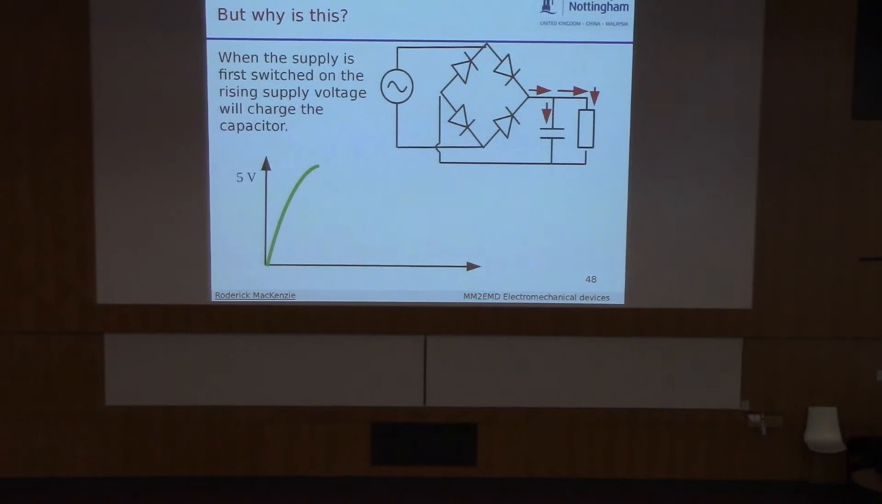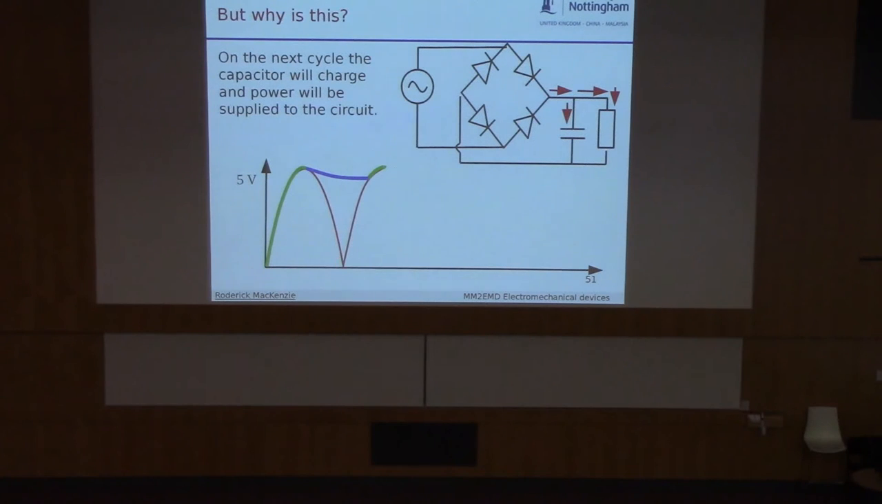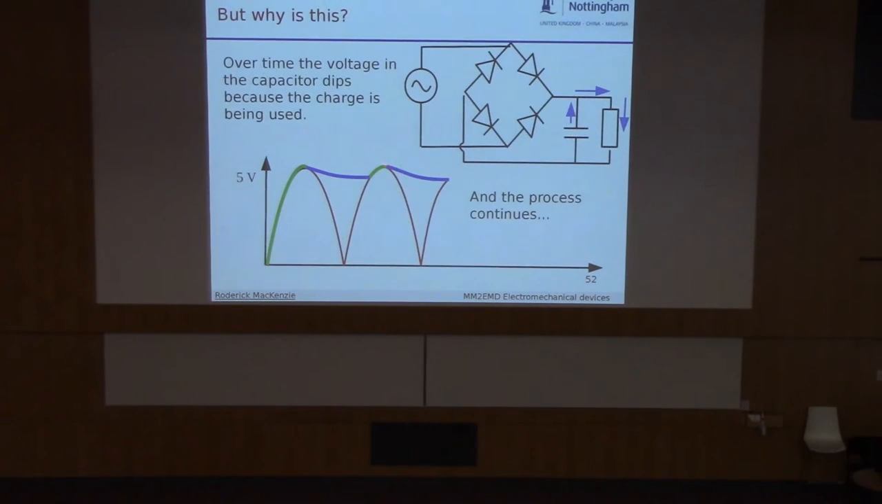Then, when the mains voltage turns off, so here's the extreme case, it's absolutely off, current flows back from our capacitor and powers our device. So whilst the mains is off, the capacitor is supplying the voltage and the current to our load. And then when the mains voltage rises again, the capacitor again charges up, the mains is powering the load, ready for the next time when the voltage drops again, and the capacitor takes over. So you actually see the capacitor in this circuit is powering the load. Okay? And the process continues.